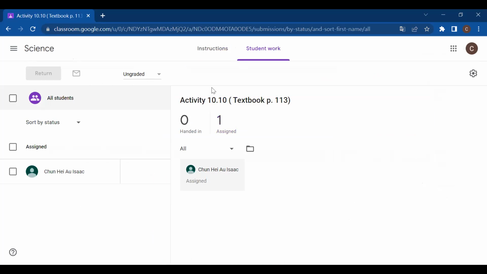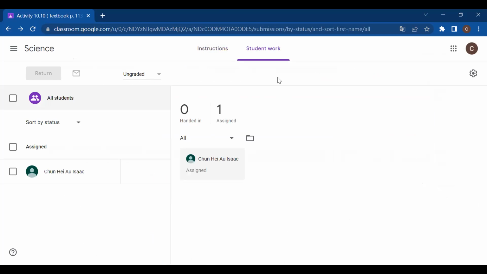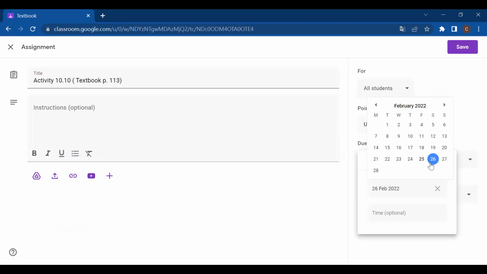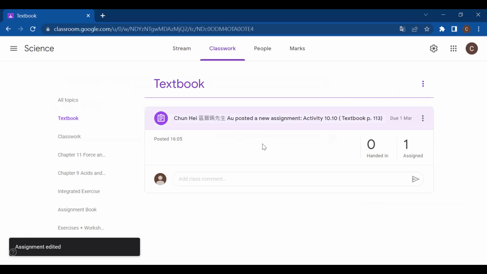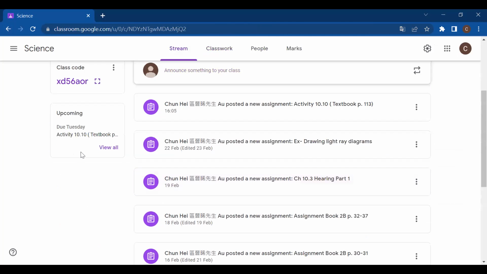Okay. So this is the homework. Oh, sorry. I haven't got a deadline. So it should be one March. Tuesday, yes. First of March. Tuesday, okay? So Tuesday, okay? Please copy your work.